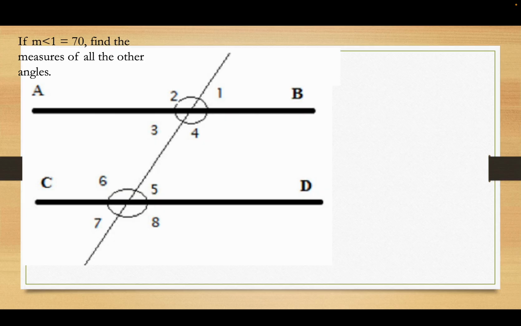Okay, so if 1 is 70, so is 3. 2 has to be 110 because together they add up to 180 degrees. That means 4 is 110. Now, 7 is acute, so that's 70 degrees.